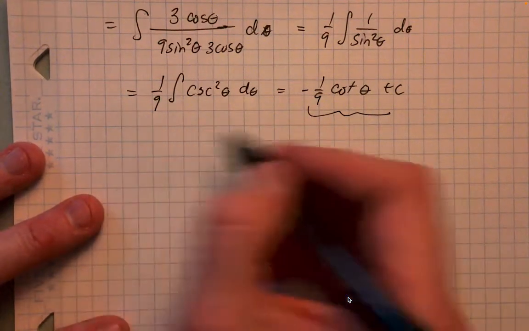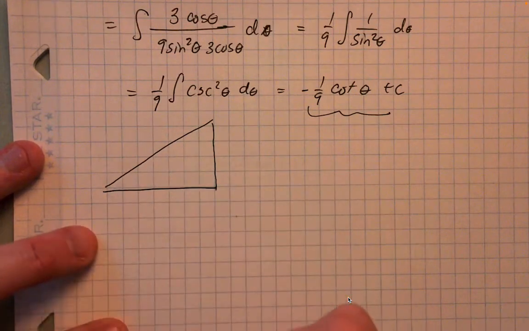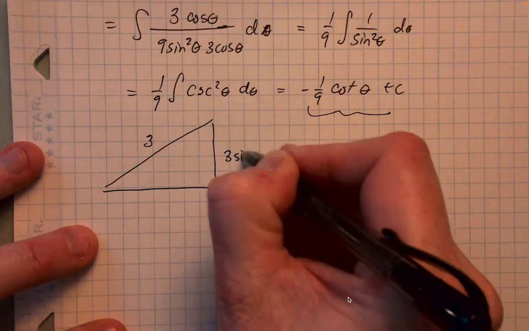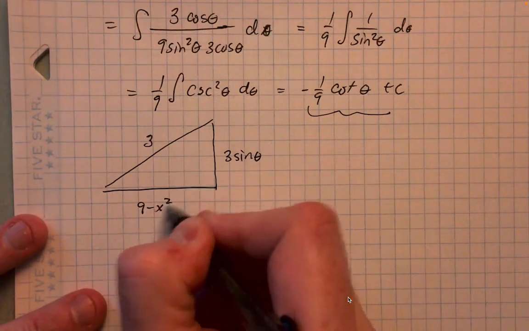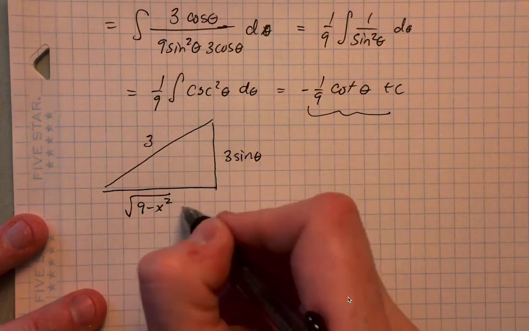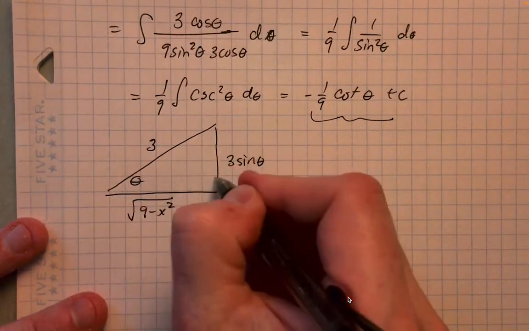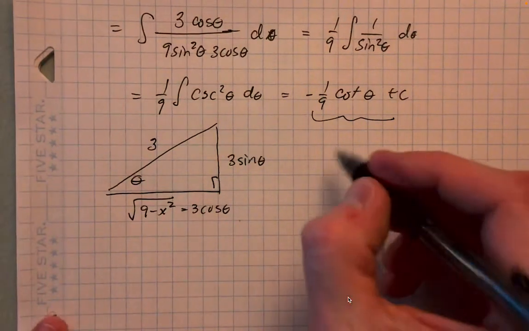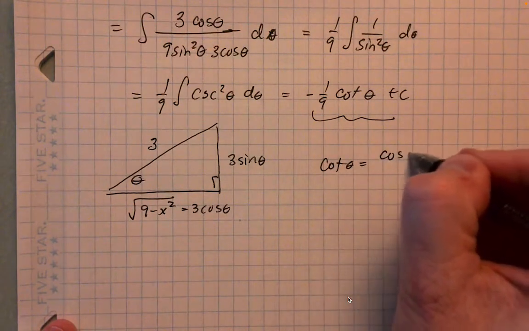Okay, so let's recall the triangle that we were just looking at, right? We had this triangle here where we had 3, and then we had 3 sine theta, and then we had the square root of 9 minus x squared equal to 3 cos theta. Right, so remember this. Just off to the side, recall that cotangent of theta is equal to cos theta over sine theta.